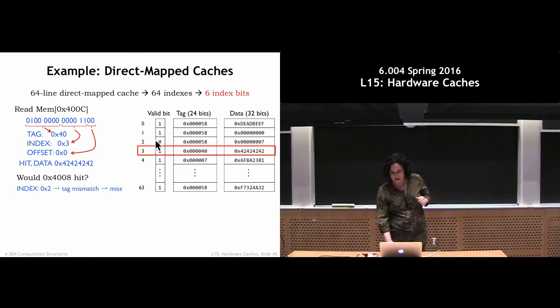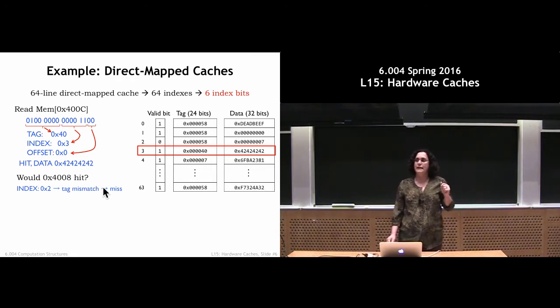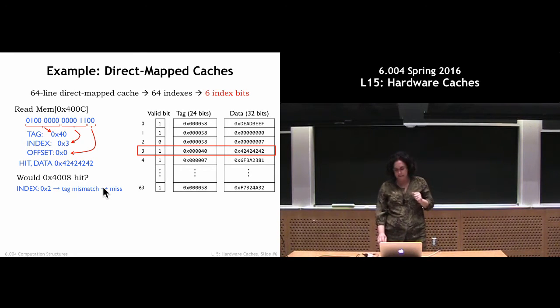Right? Because the address that's at index 2 has a tag of 0x58, not 0x40. So if I was to look for this address, I would get a miss. And so then I would have to go and communicate with main memory in order to bring that piece of data into my cache.